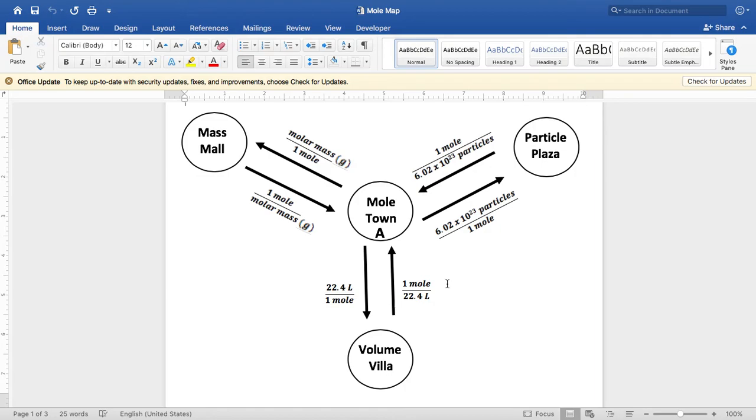Okay? Over the next couple days, you're going to be looking at each one of these conversions separately. And then eventually, you'll be able to convert between moles and mass, moles and particles, moles and volumes. And then on the last day, you're going to try and figure out, well, if I'm in Mass Mall, how do I get to Particle Plaza? Because there is no direct path. So what you have to do is you have to follow the arrows to go from Mass Mall to Mole Town to Particle Plaza. Okay? But we'll take care of that at the end. Okay? Over the next couple of days, you're going to look at each one of these individually, and then we'll wrap it up by looking at a multiple variable conversion.